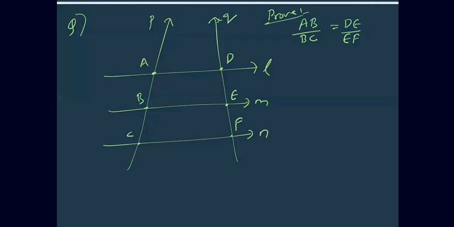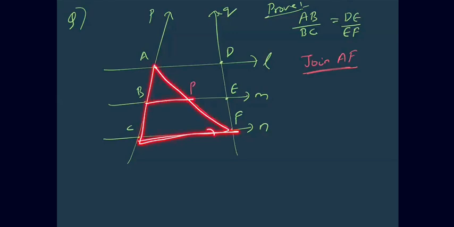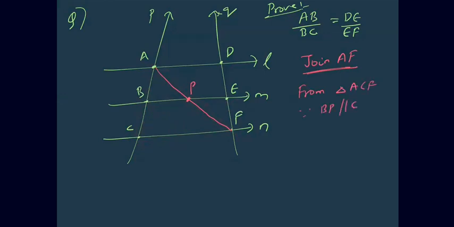Yeah, so let's discuss this problem. By the same logic which we have used for a similar example in the midpoint theorem, let us join AF. Okay, so we have joined AF. Let us say this point is P. Now from triangle ACF, since BP is parallel to CF, I can say that AB over BC is same as AP over PF. Right?